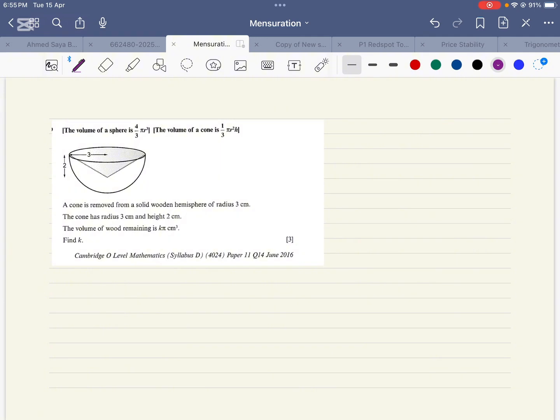Cone has a radius 3 centimeter. When the cone's radius is 3 centimeter, of course the radius of the hemisphere is also 3 centimeters. So what are we going to do? Remaining volume is volume of hemisphere minus volume of cone. So volume of hemisphere is 2/3 pi r cube minus 1/3 pi r square h.